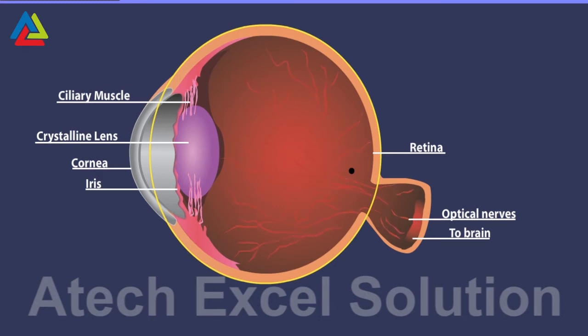In the region where the optic nerve enters the eyeball, there are no rods and cones. This region is totally insensitive to light and is called blind spot. Yellow spot has maximum concentration of light-sensitive cells. It is situated in the center of the retina.